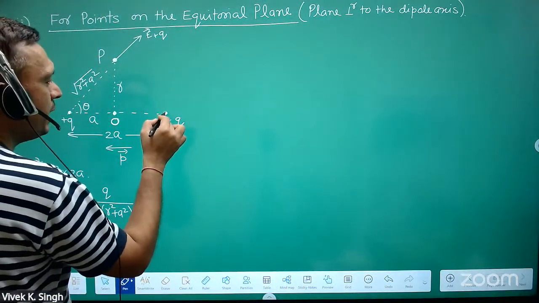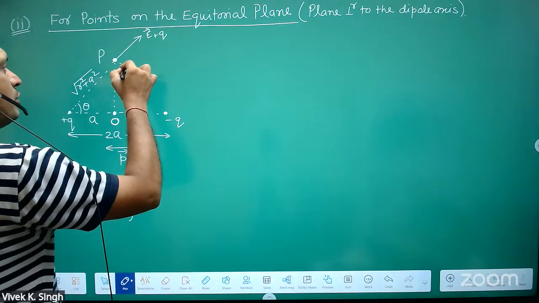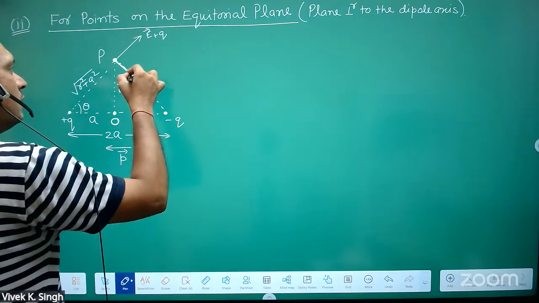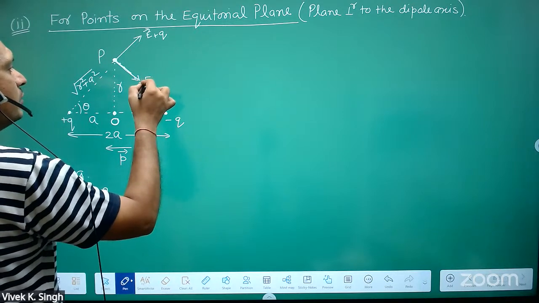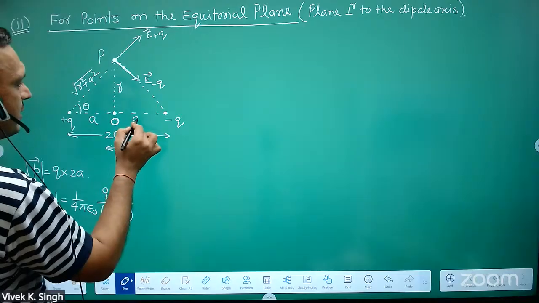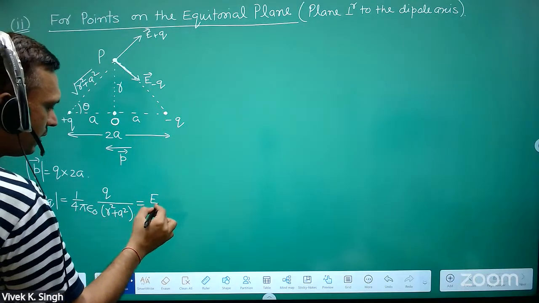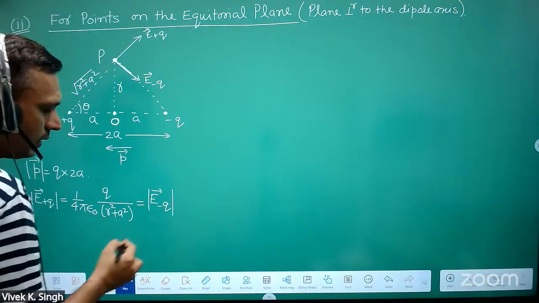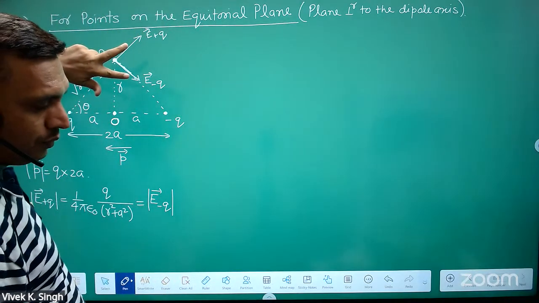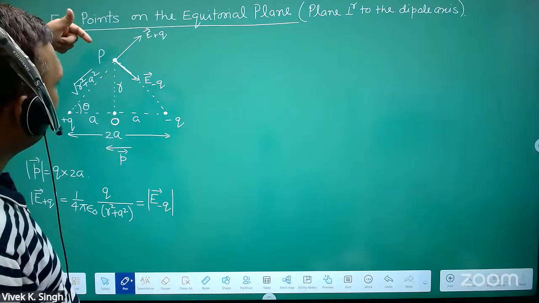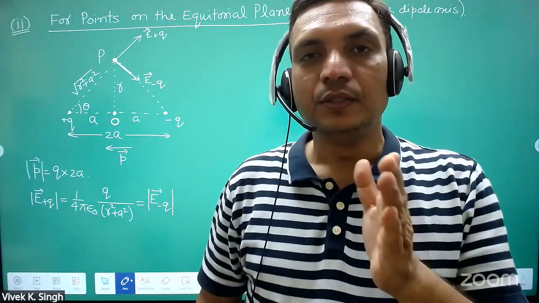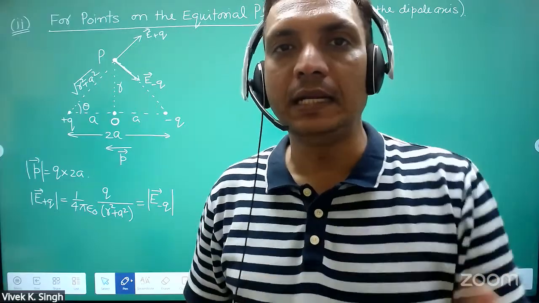Now you have to see the field due to minus q charge. The field due to minus q charge will be in the direction towards minus q. This is E minus q. Because the distance is the same, the magnitude will be the same. Only the direction is different. So at this point, you have two fields, two vectors: one is E plus Q, one is E minus Q. What you have to do is apply the superposition principle. You have to resolve the field in component form and then take the vector sum.